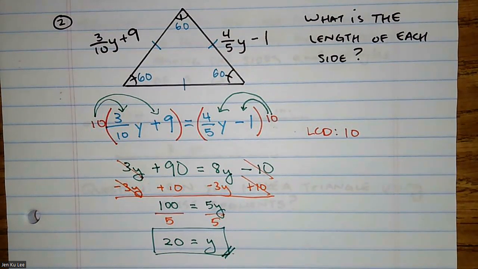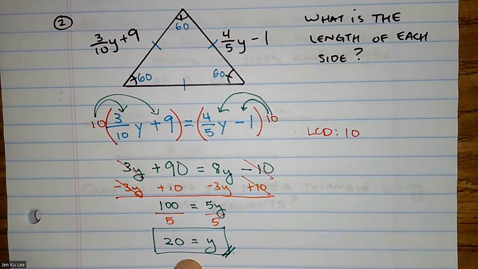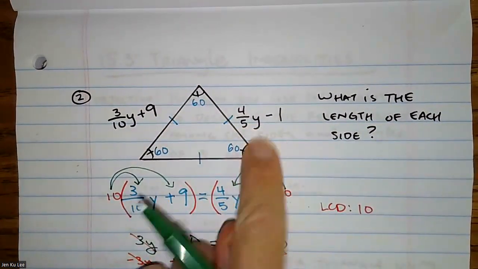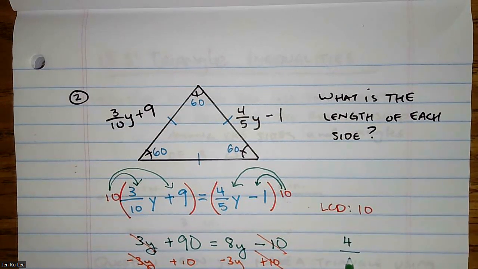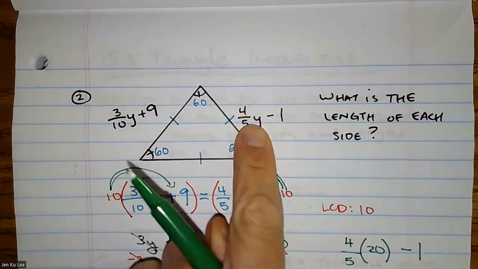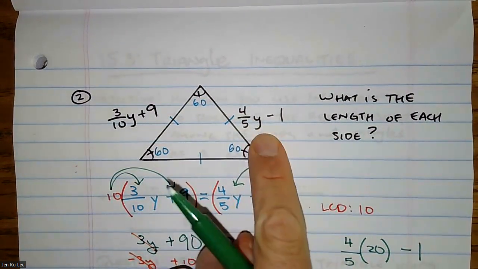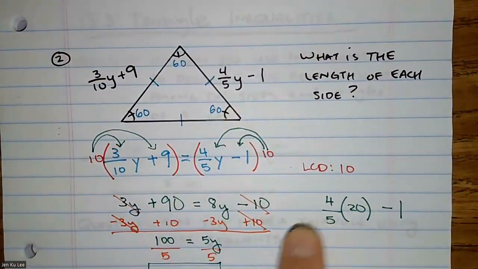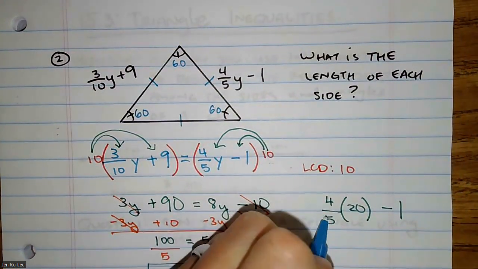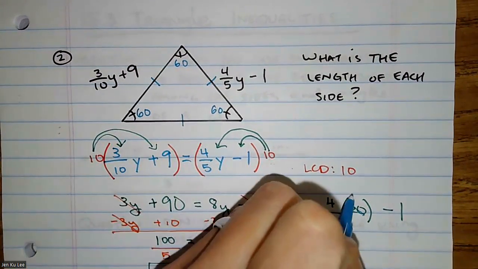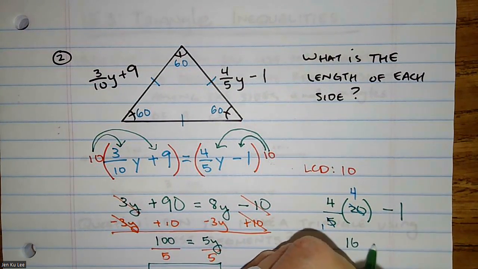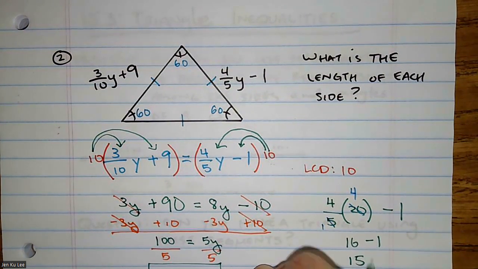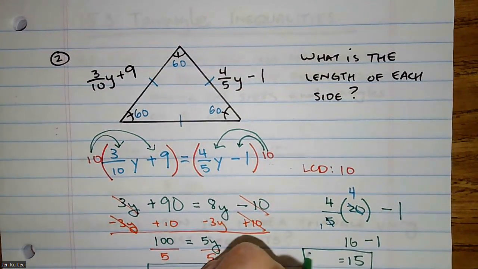Okay, what is the length of each side? Well, if y is 20, and these are my sides, I'm just going to plug in. I'm going to go with 4/5 times 20 minus 1, right? I just plugged y equals 20 into here. 5 goes into 20 4 times. So 4 times 4 is 16, minus 1, that's 15.